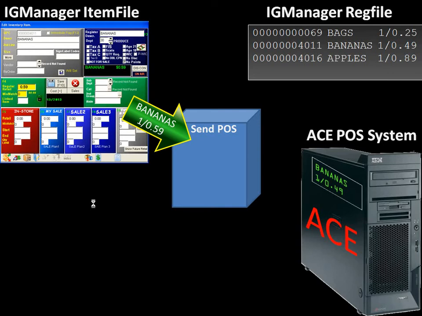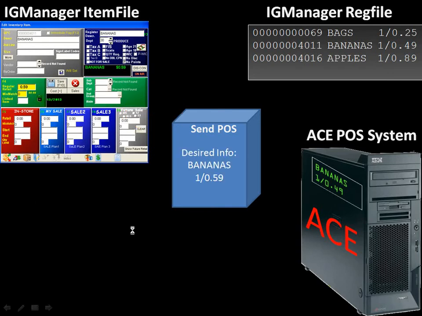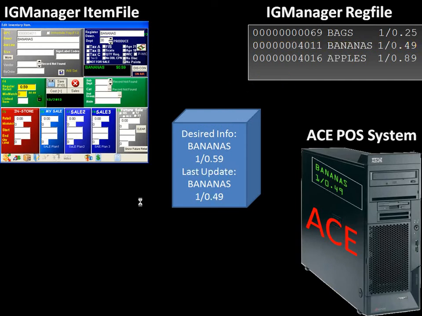And so when we ask bananas, what should you be selling for today? It says, I want you to be at 59 cents. So send POS goes, okay, I want it to be bananas at 59 cents. So the next thing it does is it goes, hey, reg file, what was the last thing we sent to the point of sale for bananas? Oh, well, the last thing you sent for bananas was 49 cents.